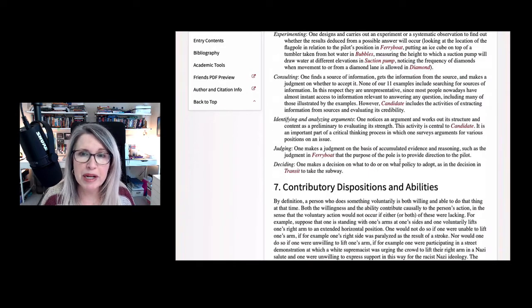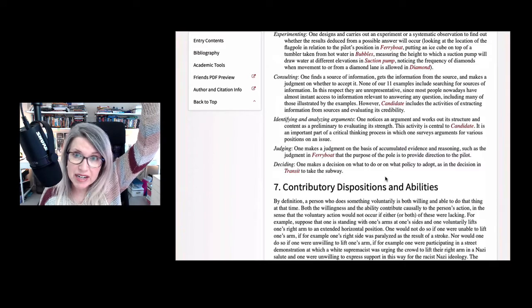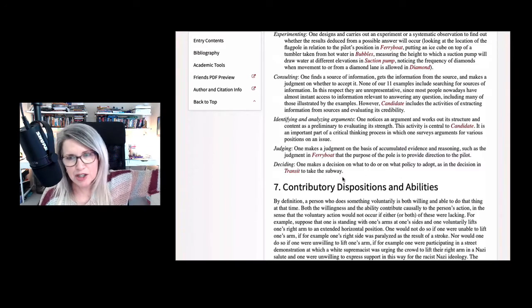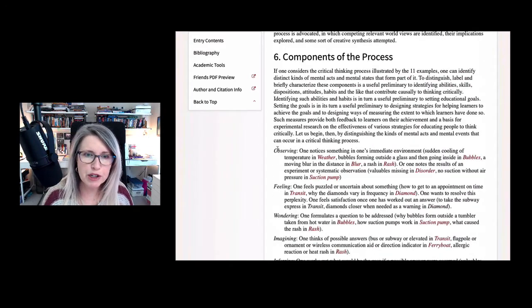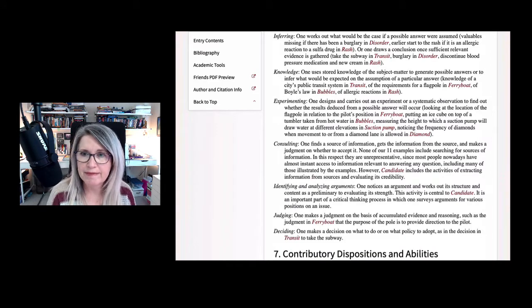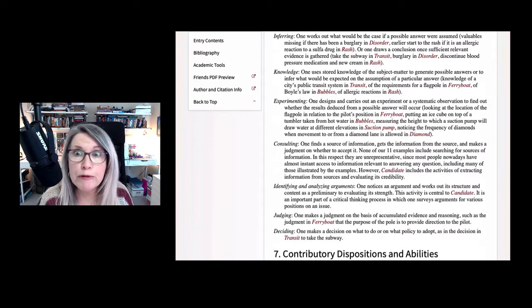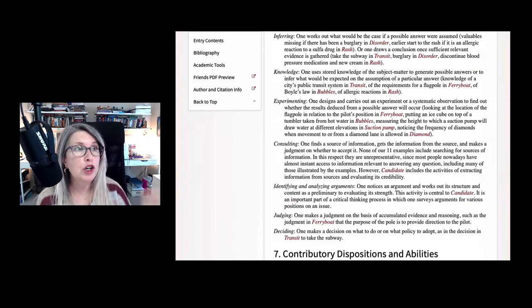Judging. One makes a judgment on the basis of the accumulated evidence and reasoning, and now I make a decision. Again, the critical theorist goes from observing to deciding. Sometimes they don't even need to observe. Sometimes they go out and look for stuff. Doesn't have to be occurring at random.